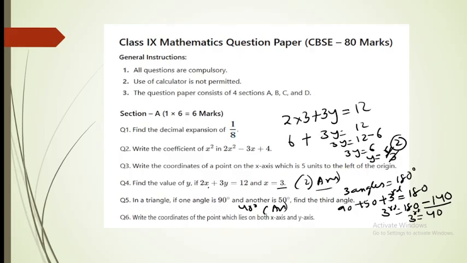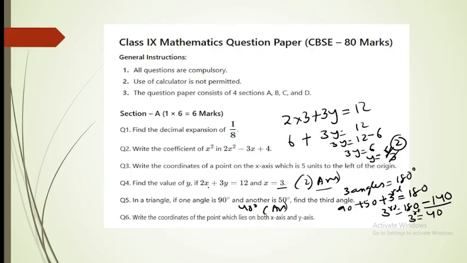I will just discuss these questions again, 1, 2, 3, 4, 5, 6, so that you get a recap. Find the decimal expansion of 1 by 8. What was the answer? We divide and we got 0.125. Here we put what as the coefficient of x square? The coefficient of x square is nothing but 2, your right answer.